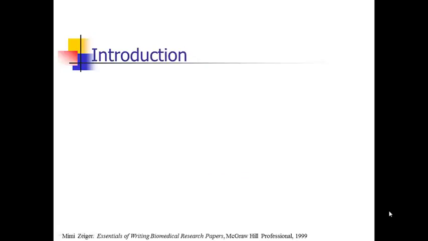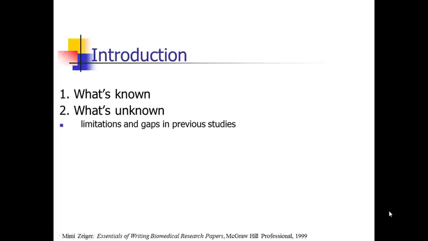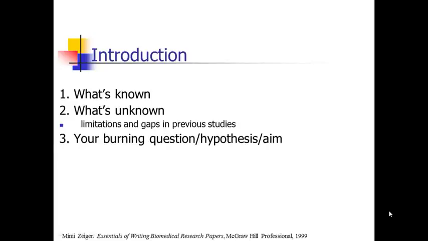Similarly, Mimi Zeiger, in her book that I've referred to before, gives a similar structure for the introduction. She says you start with what's known, so those are the previous studies. Then you give the what's unknown, the gaps and limitations in those previous studies. And then again, you move right to the specific statement about your purpose or question that you're trying to answer, or hypothesis or aim. And you're going to give that clear statement: we aim to, we hypothesize that.